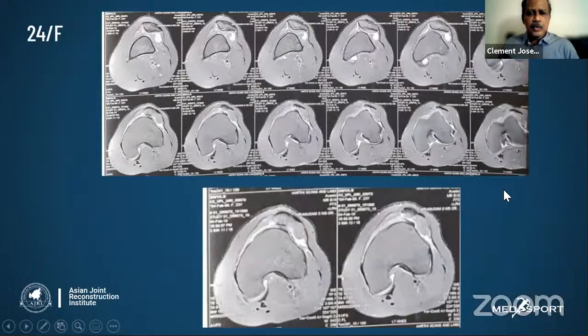And let me go through an illustrated case example where we have done a trochleoplasty here. And this is a 24-year-old female with multiple dislocations. And as you can see in this MRI, there is a bump-shaped proximal trochlea there.